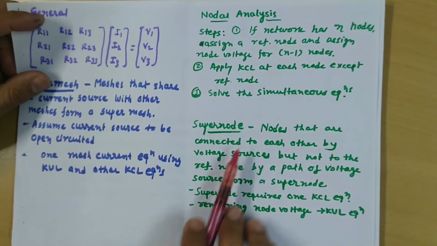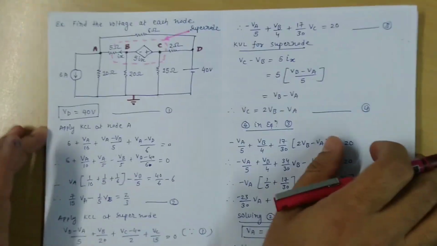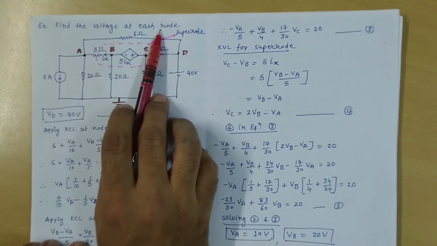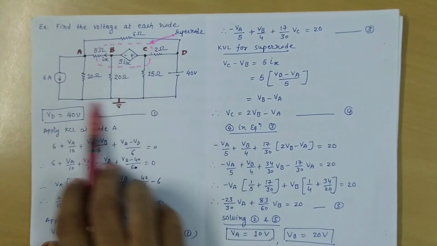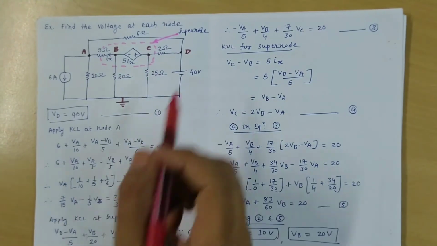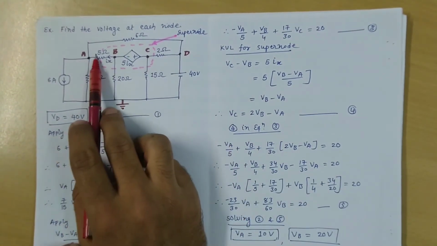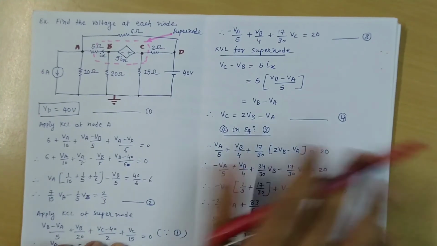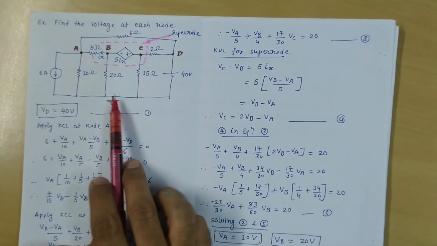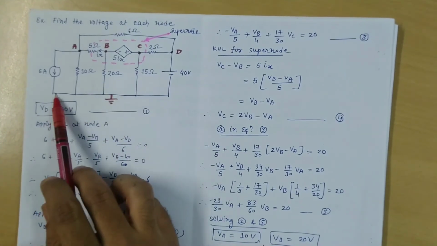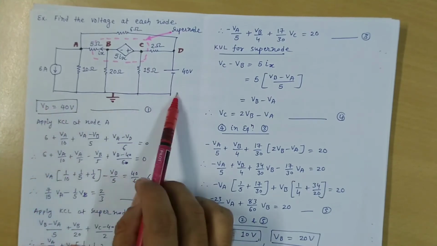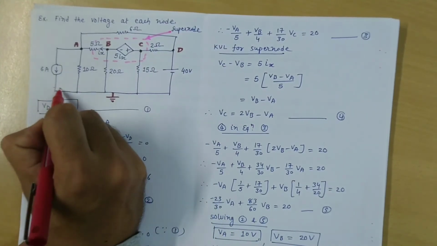So we will take one example of super node. Find the voltage at each node. In this circuit diagram, the question is find the voltage at each node. So our first step would be to identify the number of nodes. So we are having 1, 2, 3, 4 and 5 nodes. Second step is to make one node as a reference node. So we will consider this node. This is a single node.